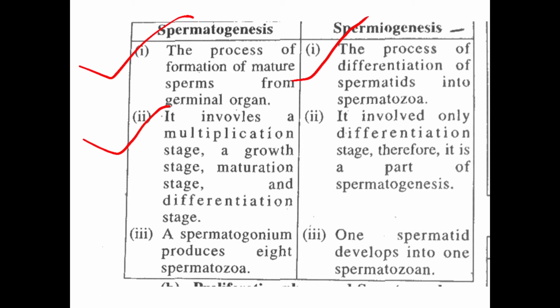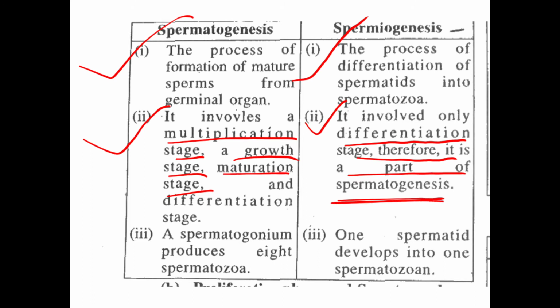Spermatogenesis involves a multiplication stage, a growth stage, and a maturation stage. The multiplication stage occurs only in spermatogenesis, whereas in spermiogenesis the differentiation stage takes place, therefore it is a part of spermiogenesis. Only differentiation takes place in spermiogenesis.